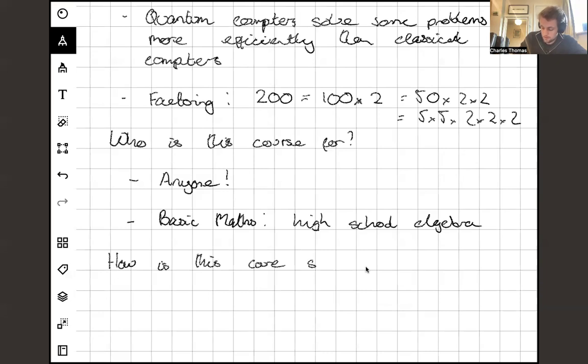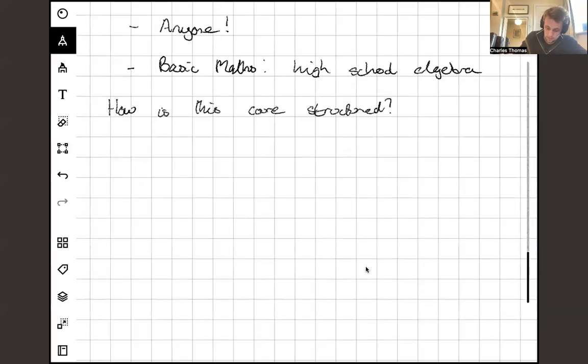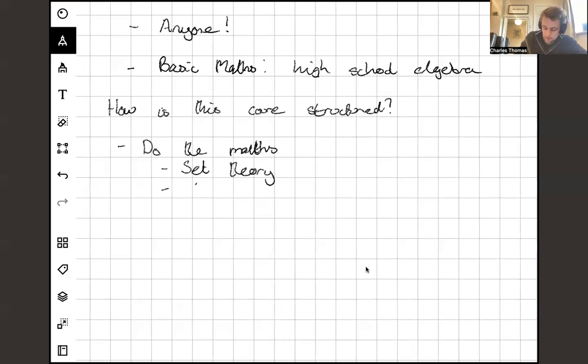So finally, how is this course structured? Well, the first bit we're going to do is the maths. So to really talk about quantum physics, we need some more maths. So we're going to introduce everything we need. We're going to start with some set theory. Then we're going to build up some complex numbers. And then finally, we're going to do some linear algebra. We need all three of these things to describe quantum mechanics. But don't worry, despite their names, they're not very scary, and we're going to teach you everything you need to know. And then once we've done the maths, we can actually learn some basic quantum physics.